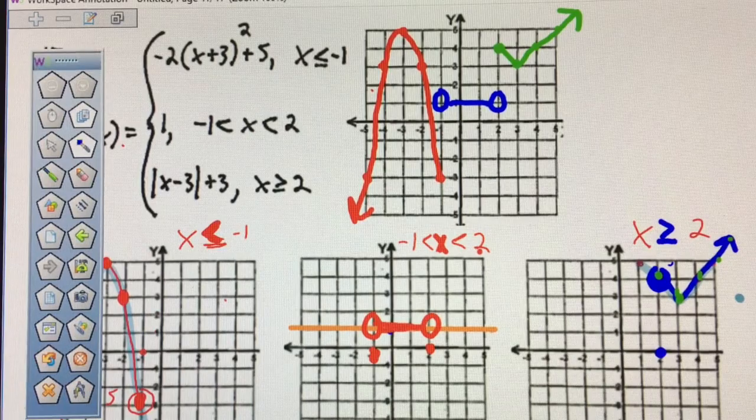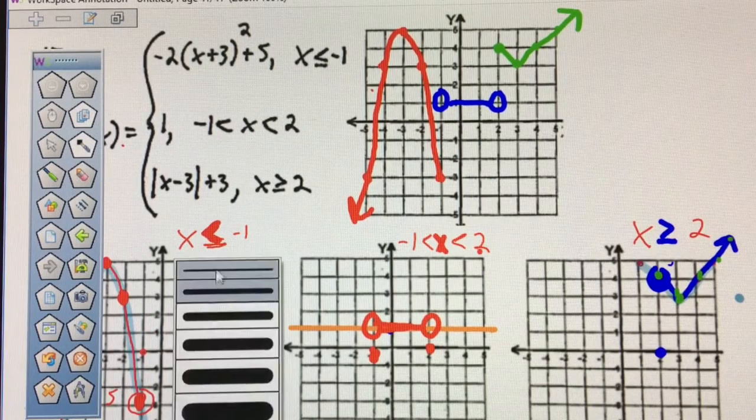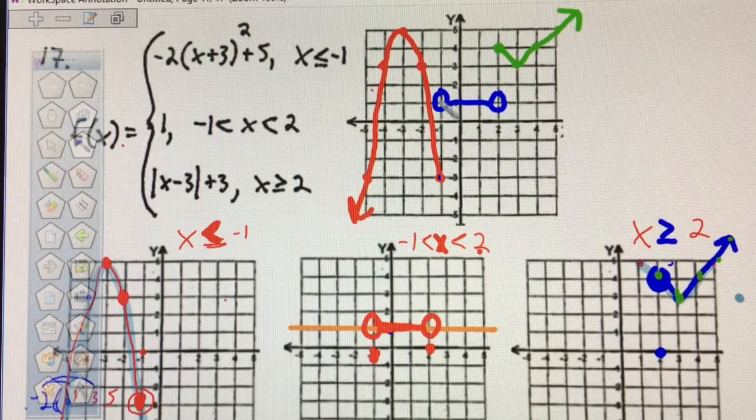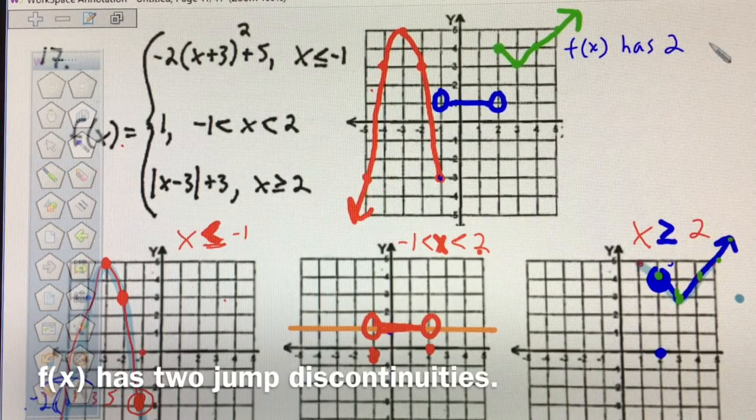Let me describe the continuity of this graph. Notice, as I'm coming along to graph it, to get from this spot to this spot, I have to lift my pencil. So that is one jump discontinuity. To get from this spot to this spot, I actually have to jump. Then to get from this spot to this spot, I have to jump again. So f of x has 2 jump discontinuities.